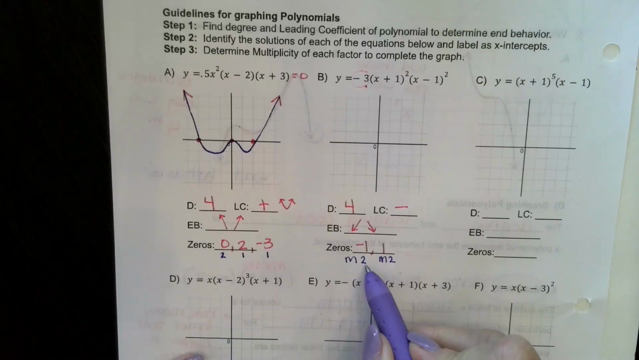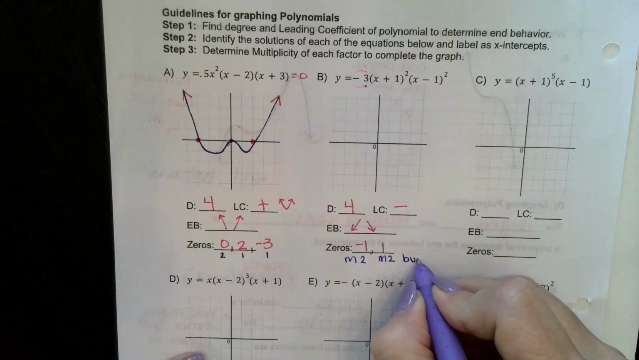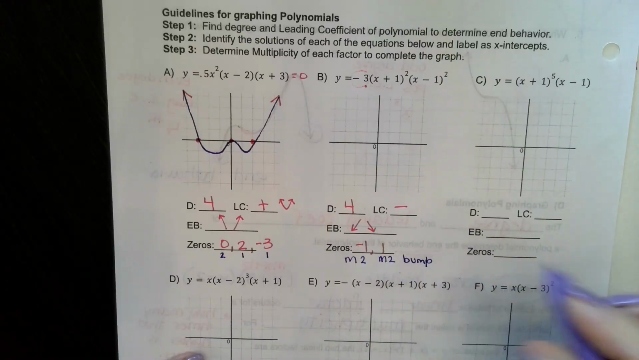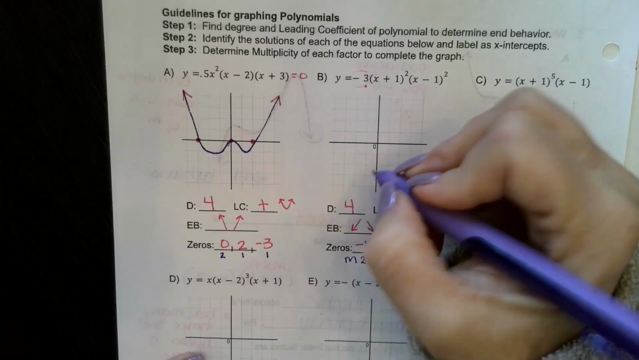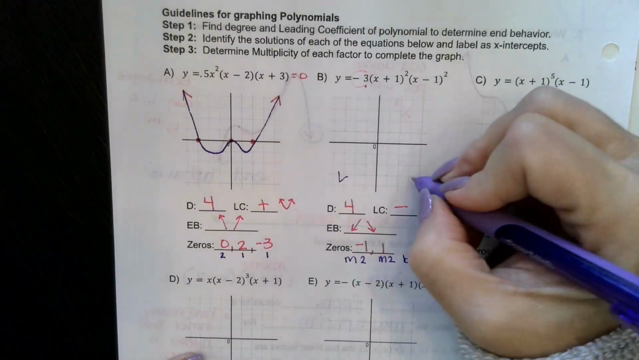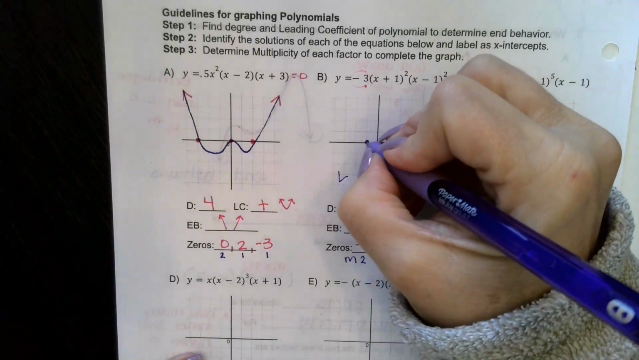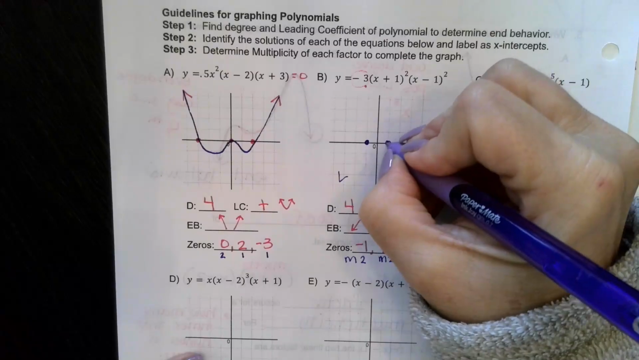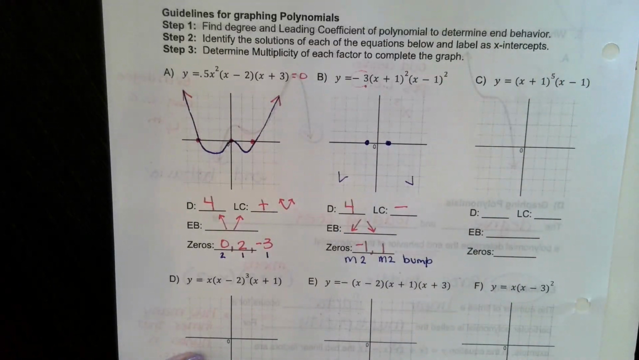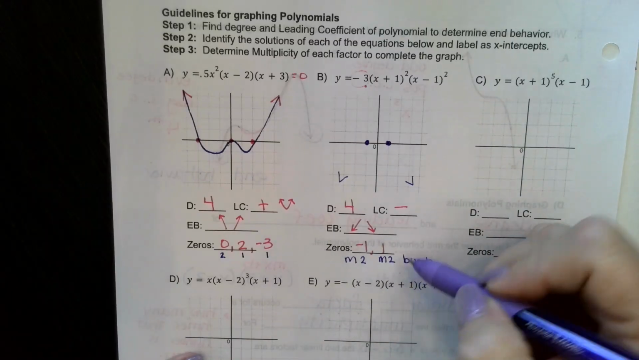So remember, a multiplicity of an even number is going to be a bump or a bounce. Okay, so end behavior, I'm going to start down here and end down here. I'm going to pass my 2 zeros up here at -1 and +1. These are both going to be bumps.